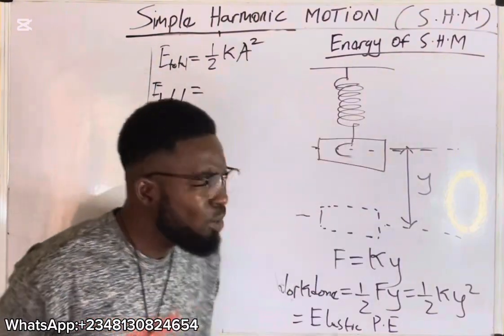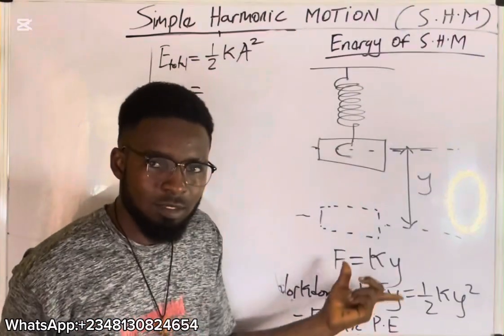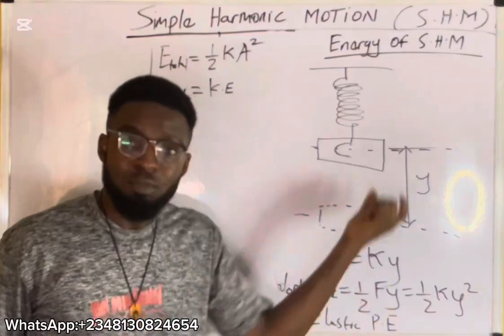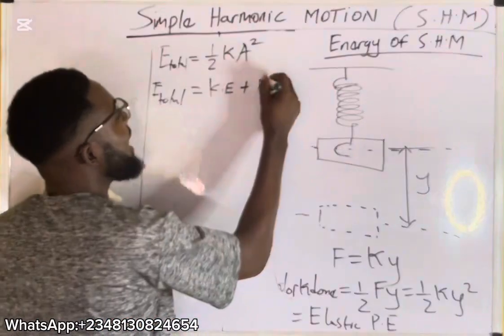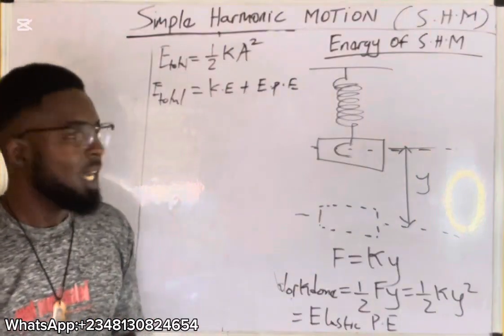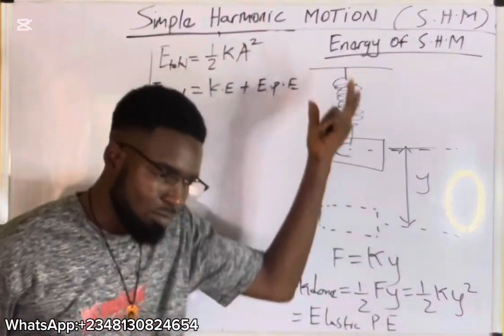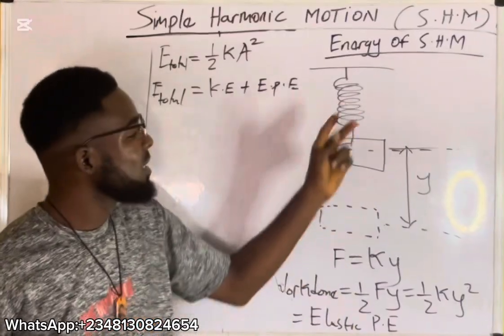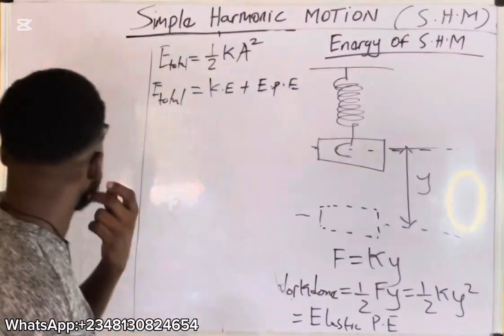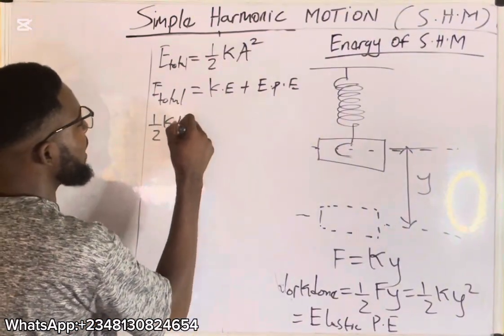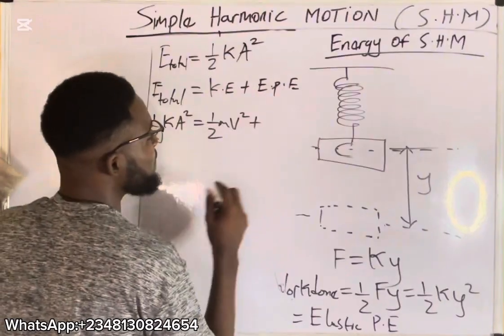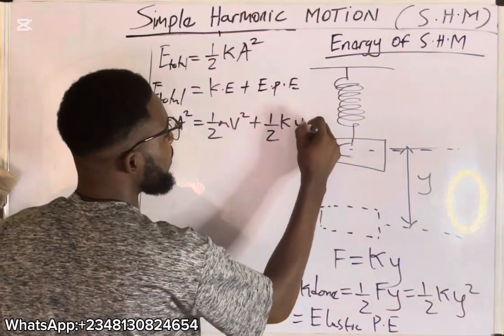The total energy of this body in motion is equal to the kinetic energy, because since it is moving, it possesses kinetic energy, plus the elastic potential energy. So the total energy, 1/2 Ka squared, is equal to the kinetic energy, 1/2 mv squared, plus the elastic potential energy, 1 over 2 ky squared.